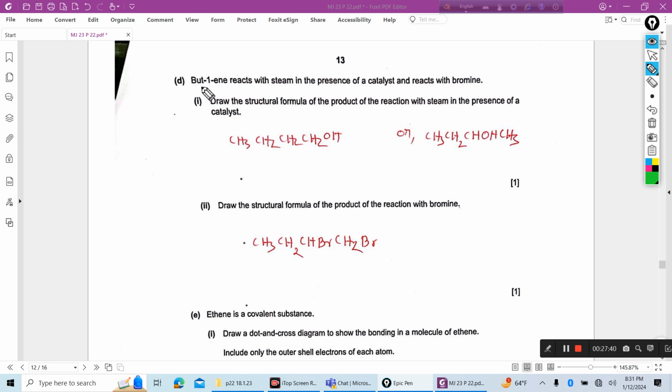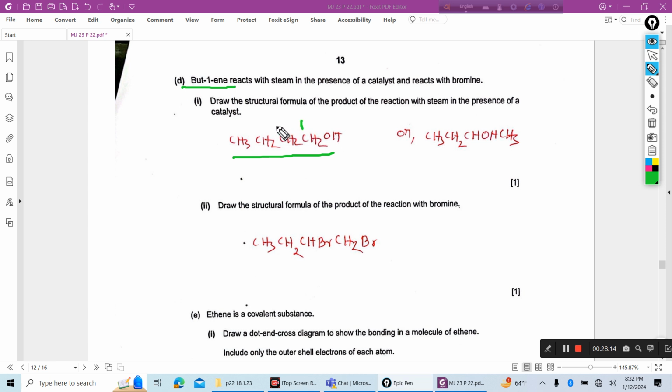D. But-1-ene reacts with steam in presence of catalyst and reacts with bromine. Draw the structural formula of the product of the reaction with steam in the presence of a catalyst. You know, alkene reacts with steam in presence of catalyst to form alcohol. So as it is butene, it can form 1-butanol and 2-butanol.